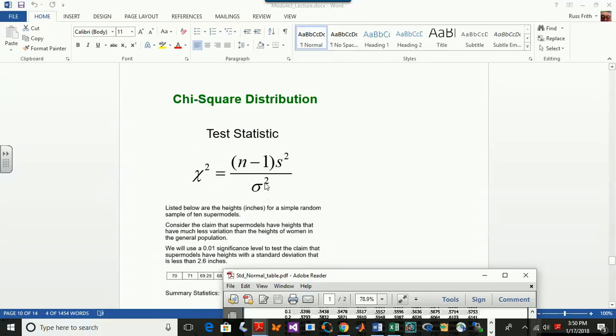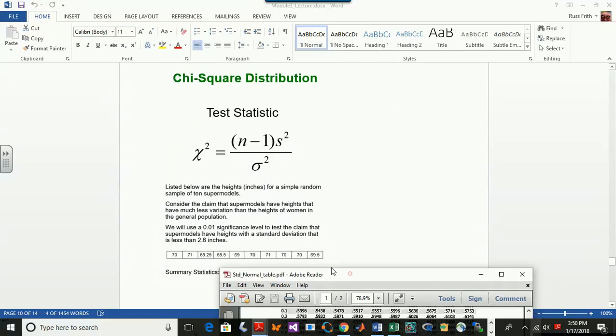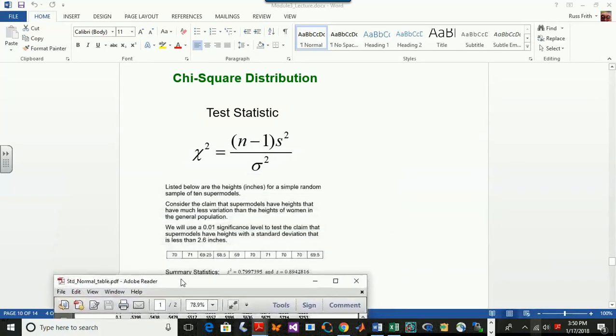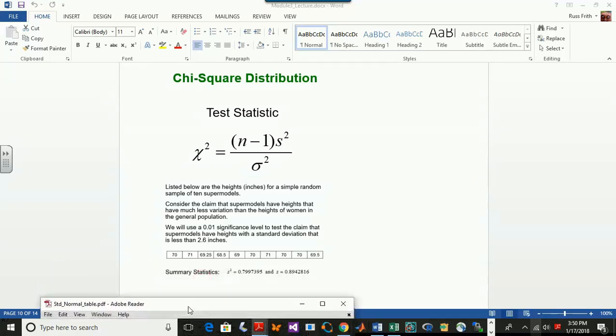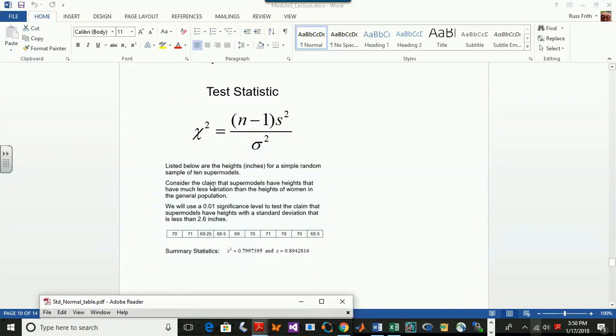Okay. All right, so the final topic of Module 3 is the chi-squared distribution. Remember, the chi-squared distribution is used to analyze inferences about variance or standard deviation. And again, you'll have one- and two-tailed tests for the chi-squared distribution. So let's do this example. Now, the summary stat right here is wrong. I'll correct it as I speak.